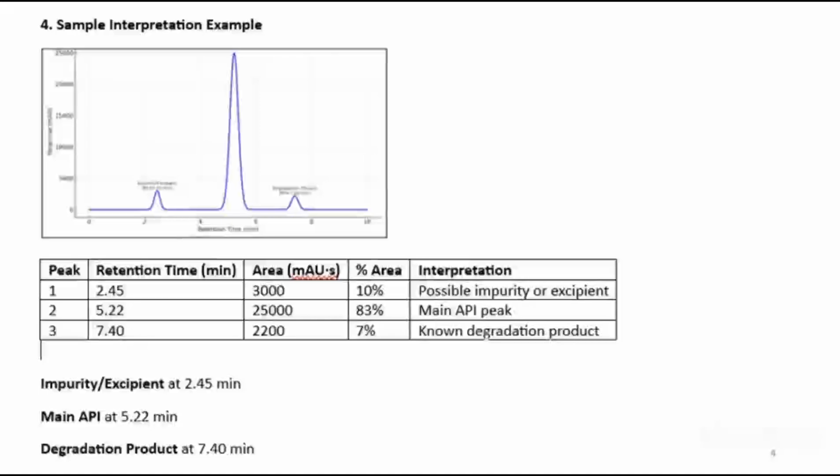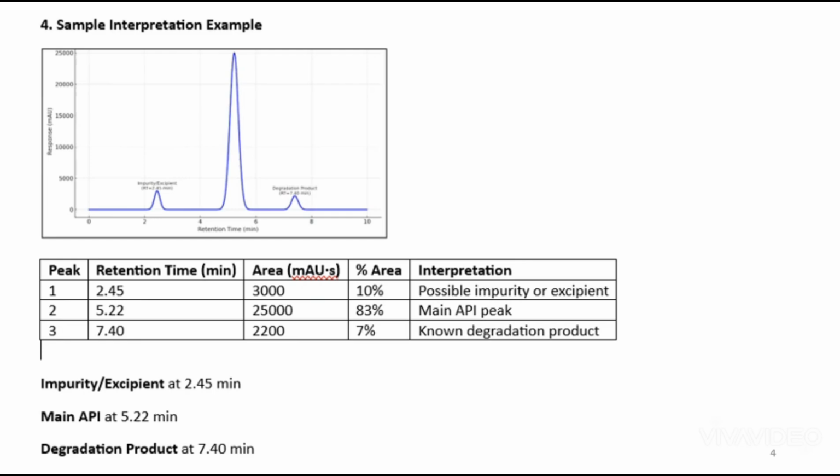Then peak retention time, area, percent area, and interpretation. So we will understand peaks 1, 2, 3. Peak 1 is coming at retention time 2.45, area is 3000, percent area is 10%, interpretation: possible impurity or excipient. Then peak 2, retention time is 5.22, area is 25,000, percent area is 83%. Interpretation: that is the main API peak. Then the retention time of the third peak is 7.4 minutes. That means it is coming out at a late stage.